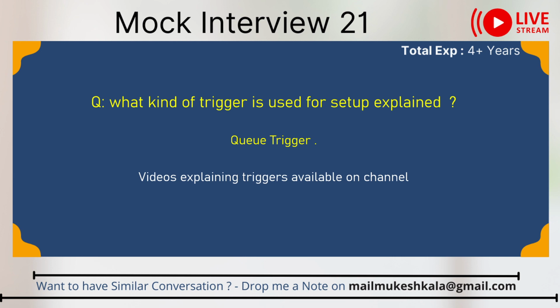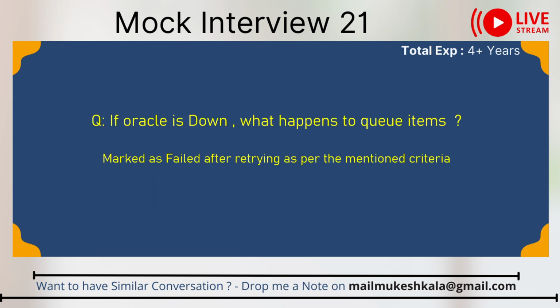So, one question here. Now, let's say the automation has added 100 items to the queue, and your Oracle application is not working. The Oracle application where you have to insert the data is not responding. What happens to those 100 items in the queue?